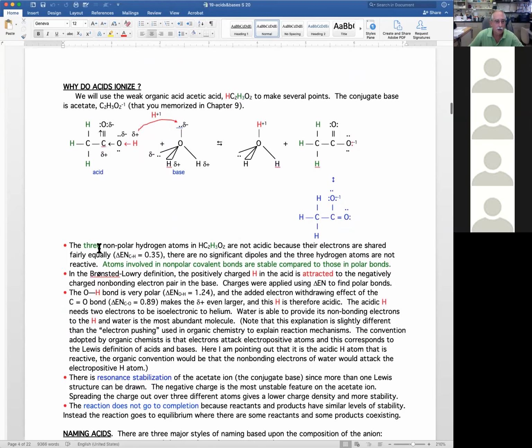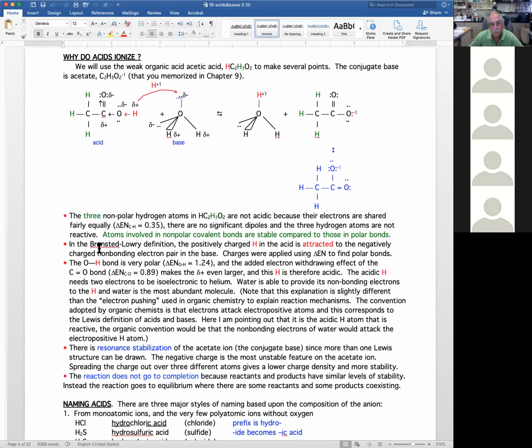So here's some psychology about why acids ionize. And how did I do that psychology? I used all the stuff we learned from Unit 3. Okay. Difference in electronegativity, polar bonds, nonpolar bonds. And what do we know? Nonpolar bonds are stable, they're not reactive. Polar bonds can be reactive.